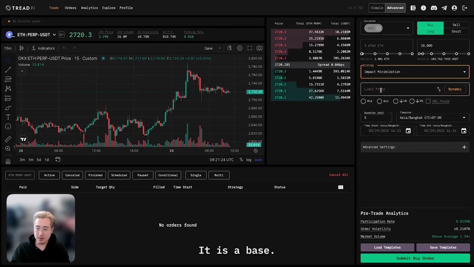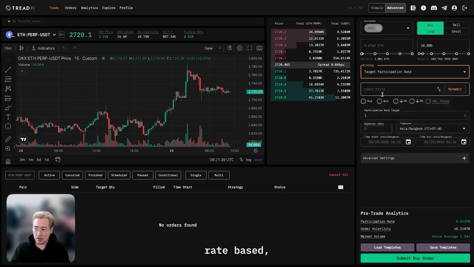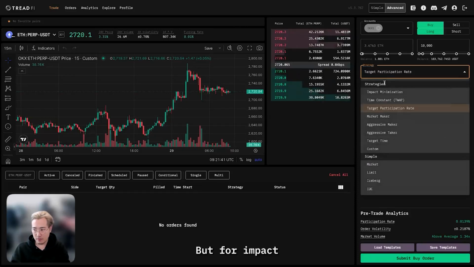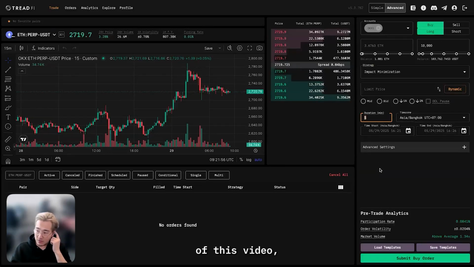It is a strategy based off of a VWAP trajectory that uses a variety of market and limit orders to get your order done over a fixed time period. And so I'll go into some of the other more participation rate based order types in another video, but for impact minimization, it's very simple. You tell the engine what you want to buy or sell, how much you want to buy or sell, and a duration of how long you want to execute your order. So for the purpose of this video, we'll just keep it 5 minutes so we can actually see the order execute.